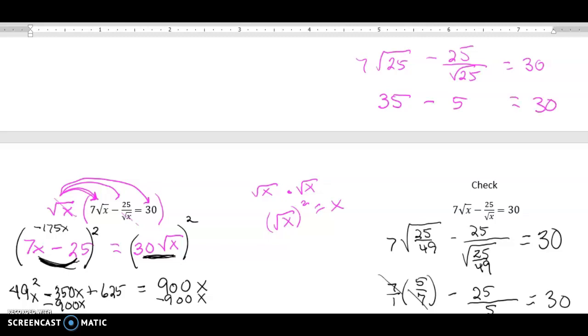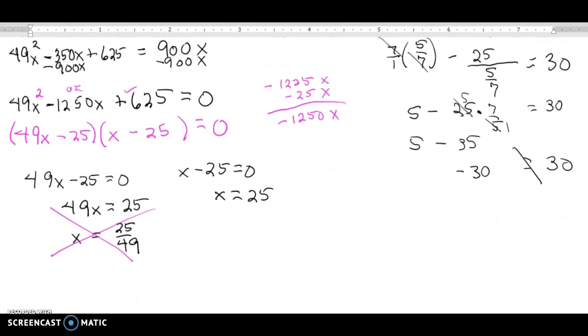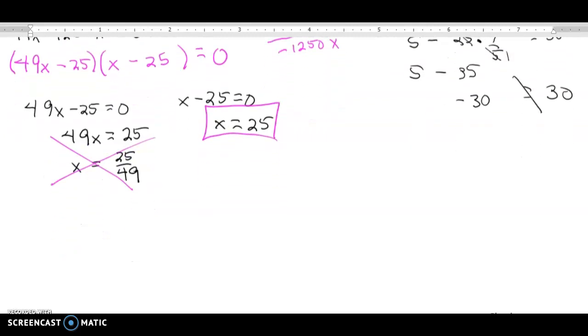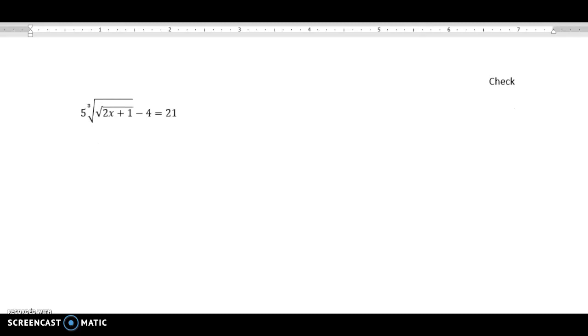And 35 minus 5 does equal 30. So that one is correct. It does work. So we have one solution. All right, we did this one in class.